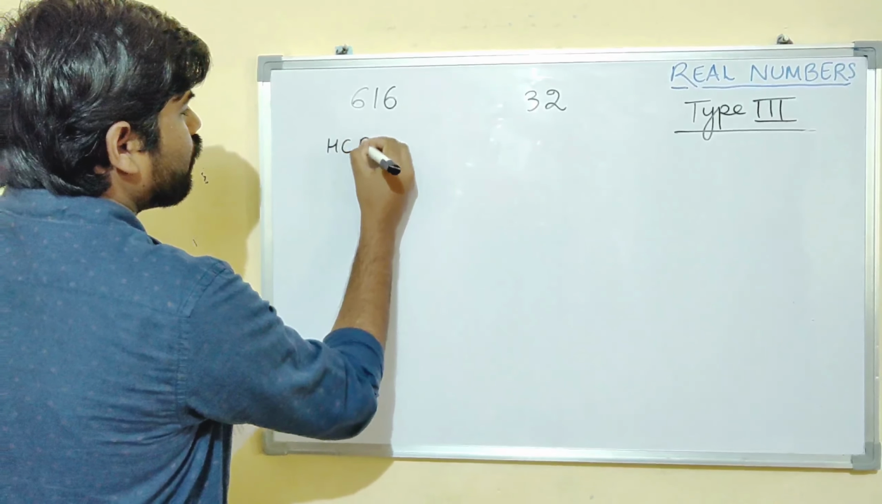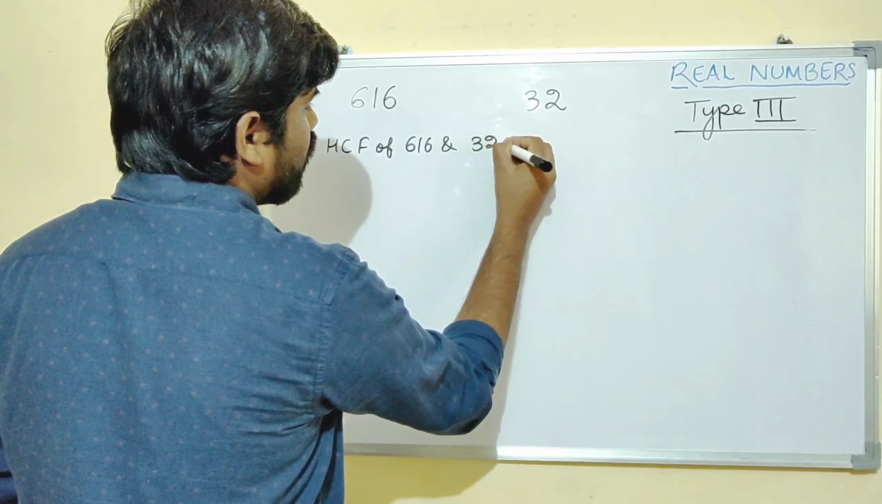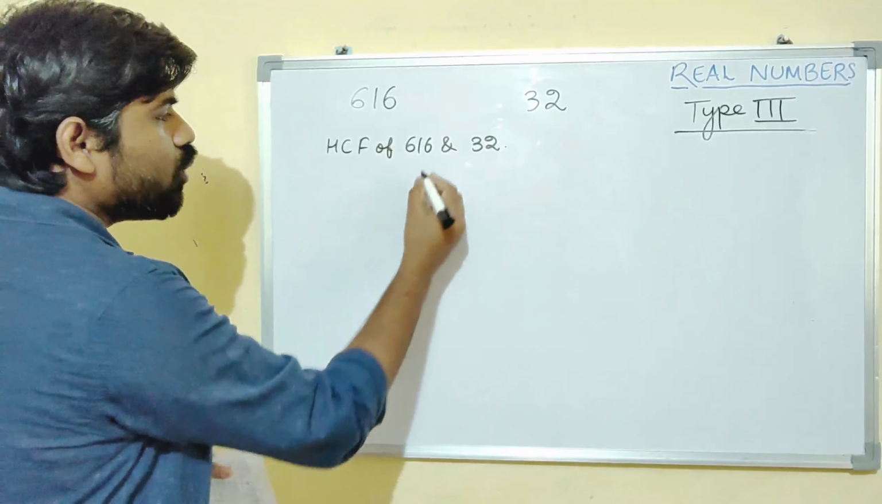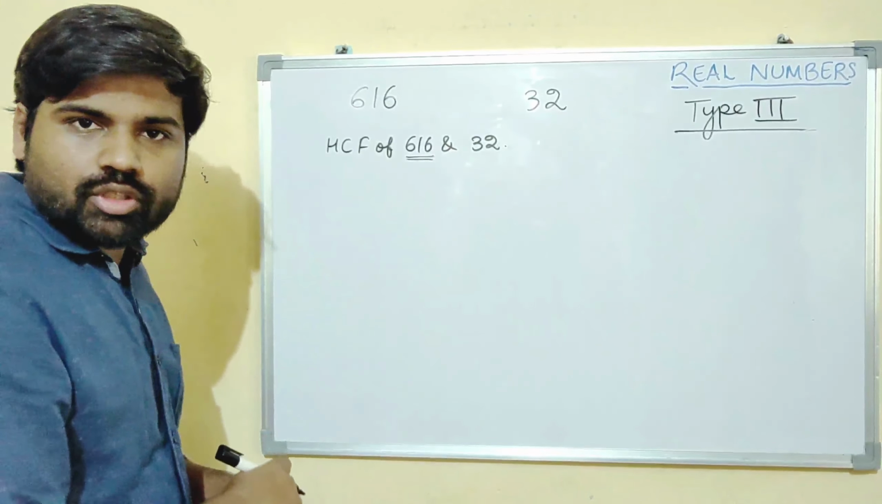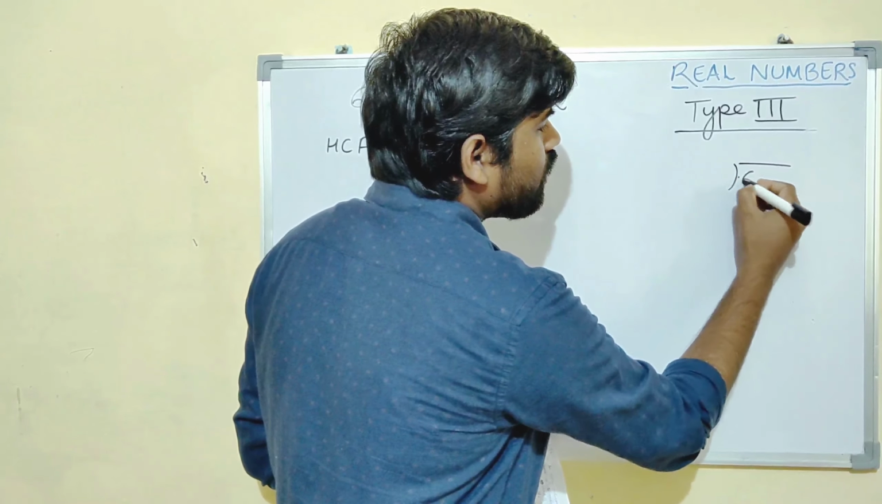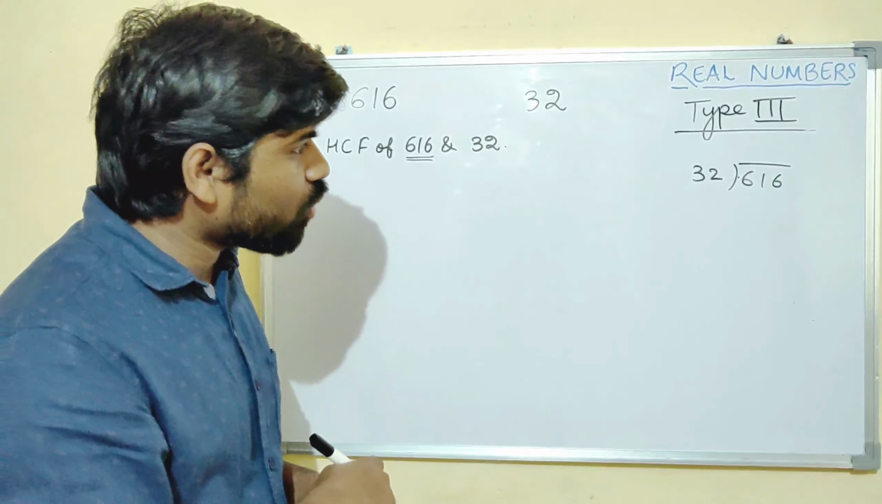HCF of 616 and 32 by using Euclid's division algorithm. Now, what did I tell you? Select the larger number of the two as your dividend and the smaller number as your what? Divisor. Now, let us divide this.